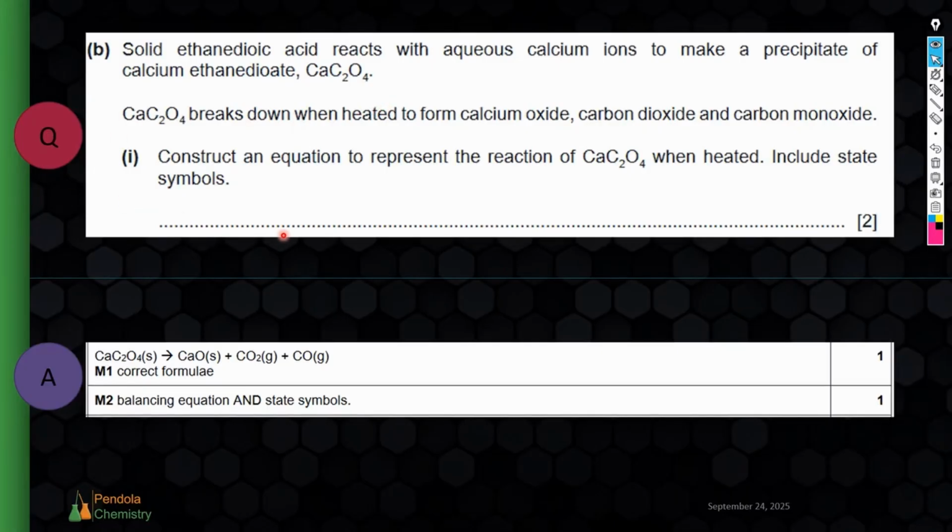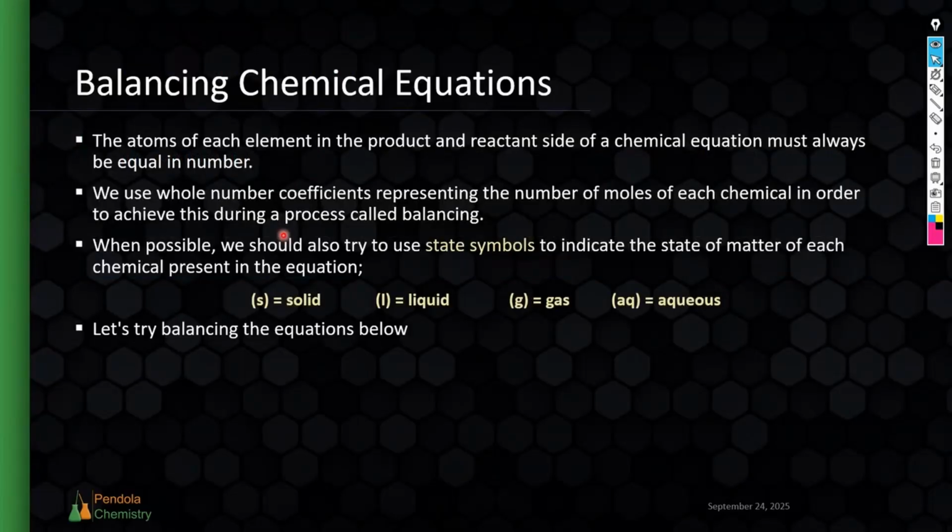All right, so let's look at the next topic. So speaking of balancing equations, the atoms of each element in the products and reactants side of a chemical equation always have to be equal to each other. That's where balancing equations comes in. Again, a topic from honors chemistry.